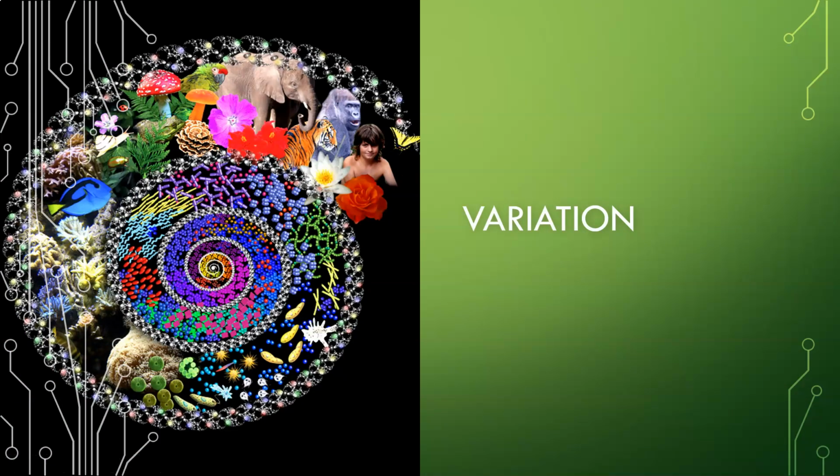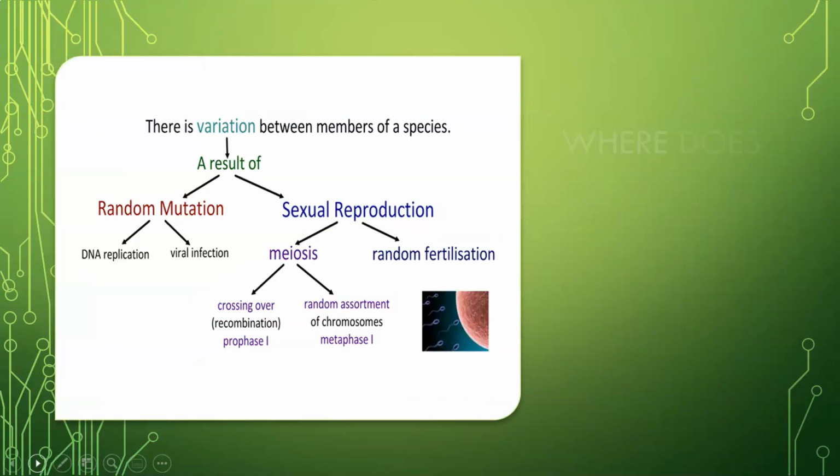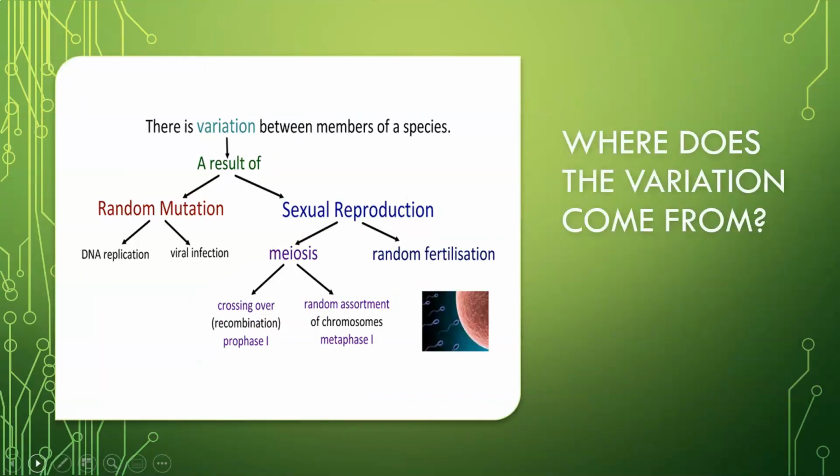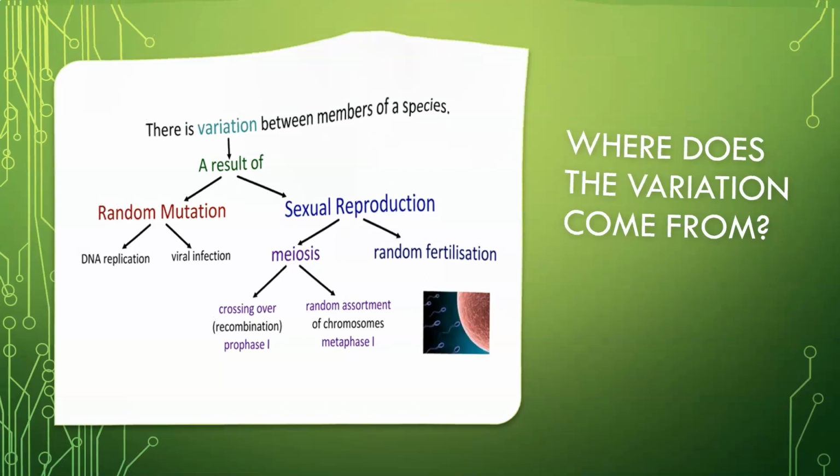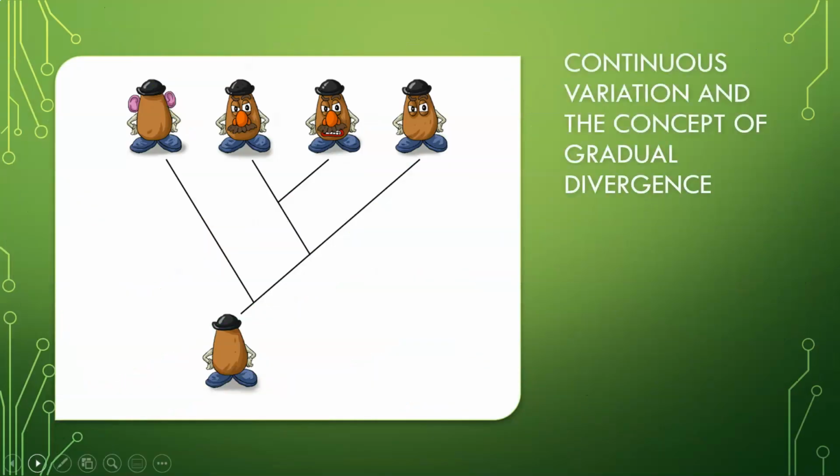Alrighty, now let's have a look at this concept of variation. Okay, now where does variation come from? And you can see here that variation is that difference between members of a species, okay? And this is quite often on a cellular level, okay? All right, so continuous variation and the concept of gradual divergence.